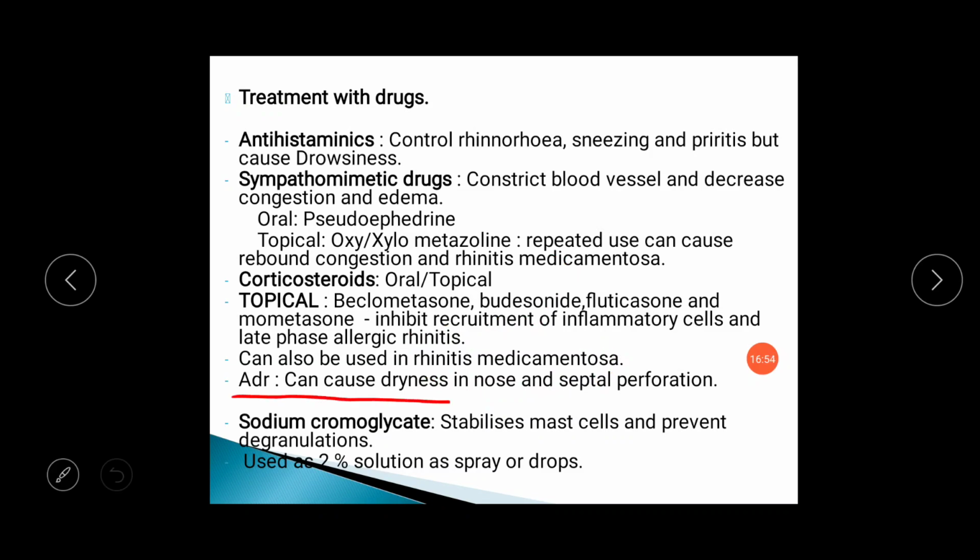Sometimes this spray can cause dryness in the nose, and excessive use of this type of spray can sometimes develop septal perforation. Sodium chromoglycate usually stabilizes the mast cells and prevents degranulation. It is used as a 2% solution as spray or drops.